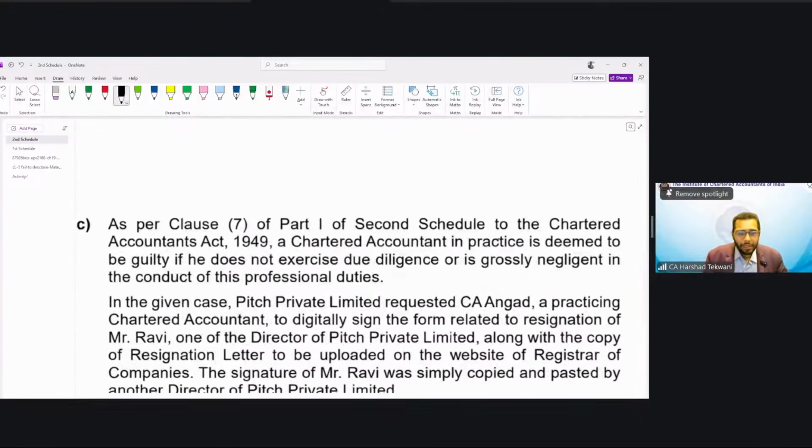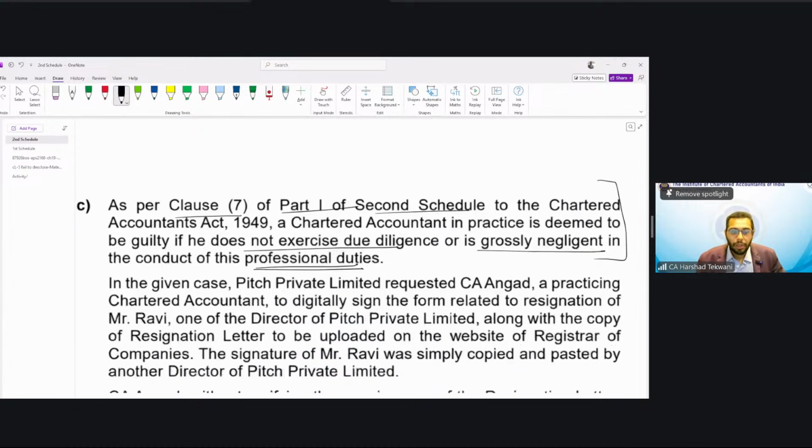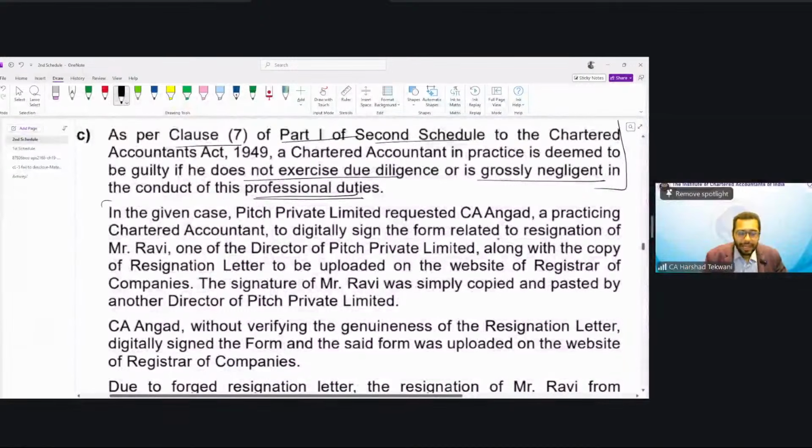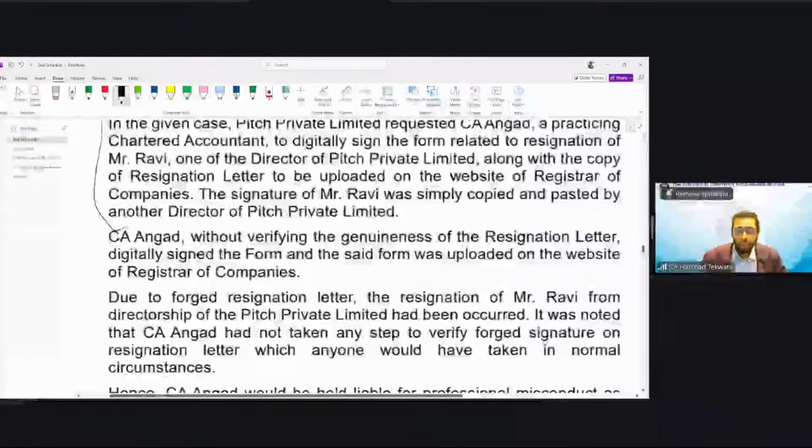Again, as per clause 7, part 1 of the second schedule, you need to specify the particular provision: if he does not exercise due diligence or is grossly negligent in his professional duties. Very important. In the given case, what was the scenario? The director... you need to provide the analysis and what went wrong in the analysis.